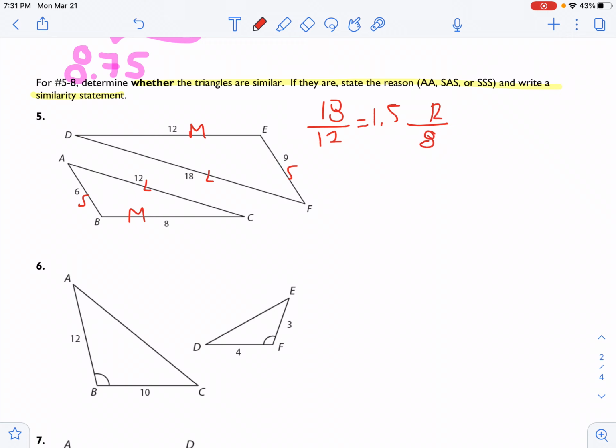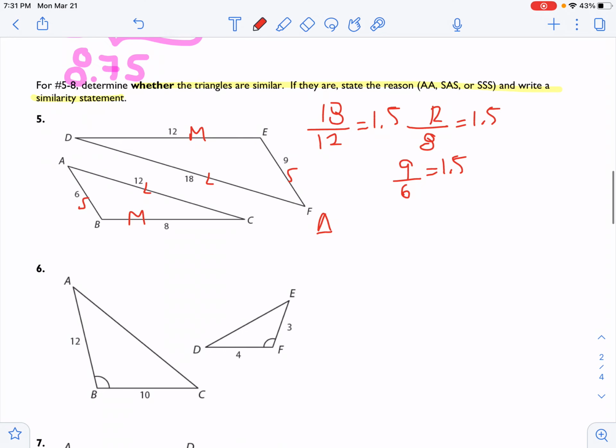And that's also 1.5. And then the last one is 9 divided by 6. And I will tell you that is also 1.5. So we could say triangle ABC is similar to triangle FED by side-side-side, because all the sides divide its matching side into the same number. So they all have a scale factor.